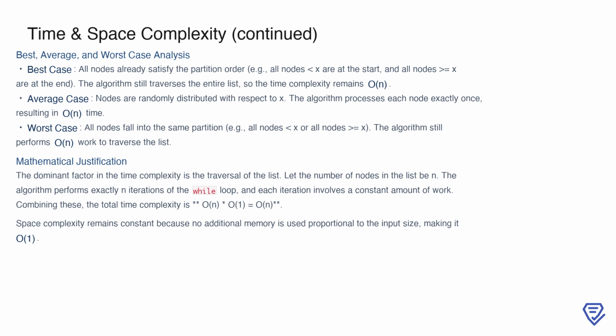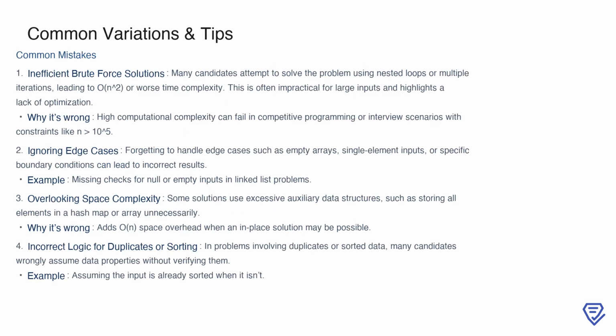Mathematically, this is because the algorithm iterates n times through the list, and each iteration involves constant work, giving us O(n) * O(1) equals O(n). Meanwhile, the space complexity remains O(1) across all cases, as no additional memory is used proportional to the input size. When tackling the partition list problem, there are several common mistakes to watch out for.